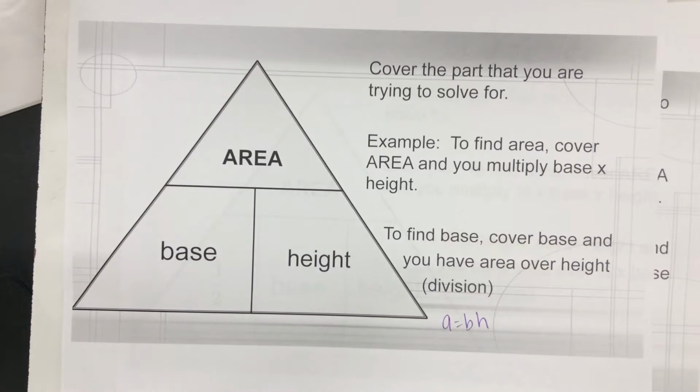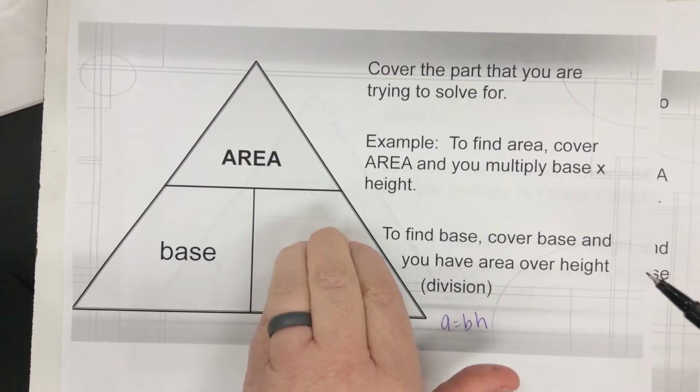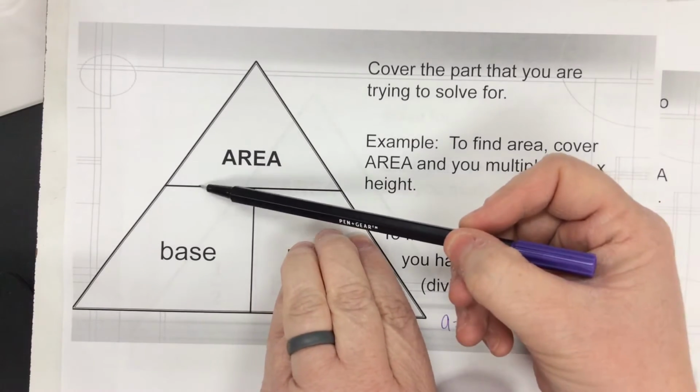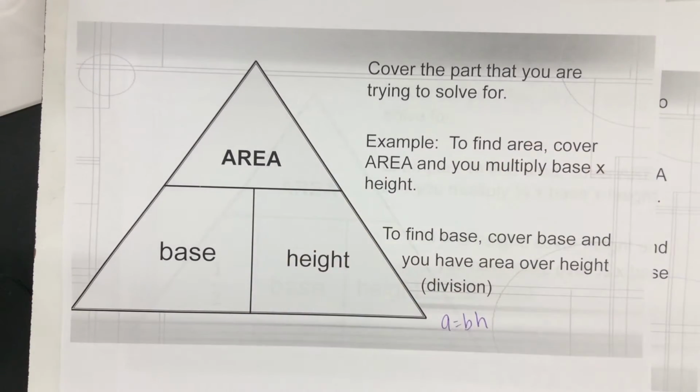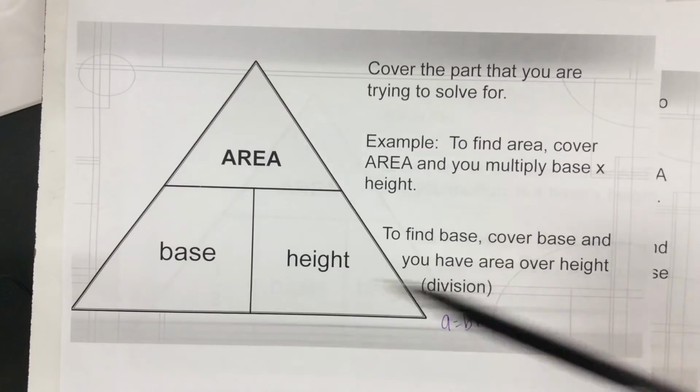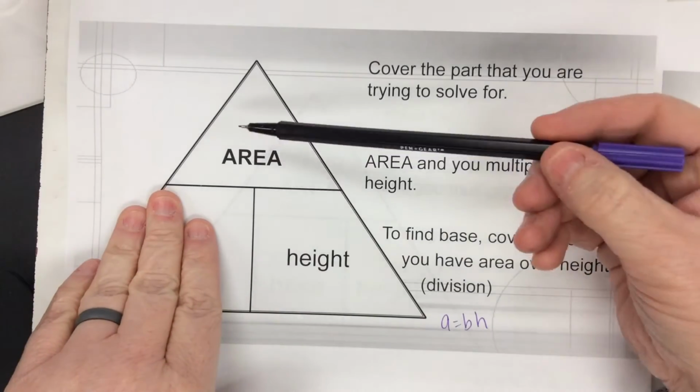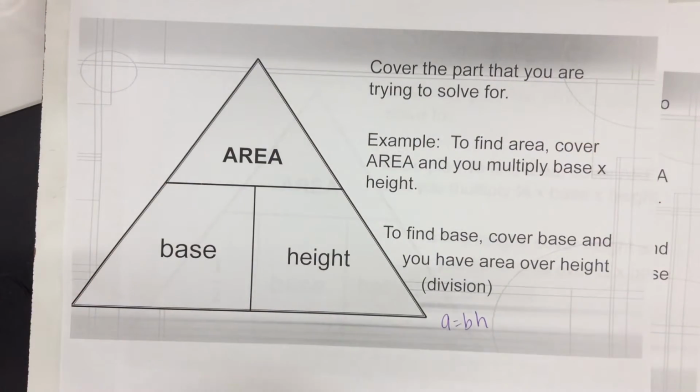Now, if I know the base and I want to find the height of a rectangle, I know the area and base, I just cover up height and I do area over base, which means division. If I know the height but I want to find base, I cover up base and do area divided by height. Okay?